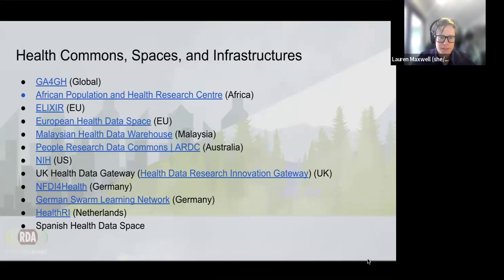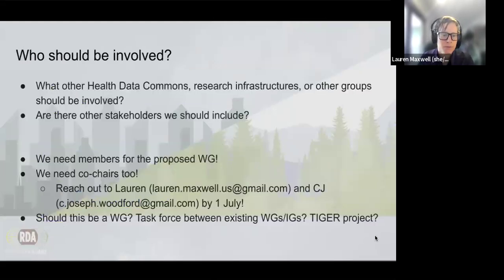We've already talked about the European health data space. We have the Malaysian health data warehouse. We have the People's Research Data Commons in Australia, which has a health data component. We have HDR UK in the UK. We have Health RI in Netherlands. And we have a number that are not reflected here as well, like the Swiss Personalized Health Network and the Nordic countries health data network. So there's quite a lot going on here already. And again, what we want to do is define and provide metadata so we can understand implementation decisions within these different initiatives. So CJ, you could go to the next slide.